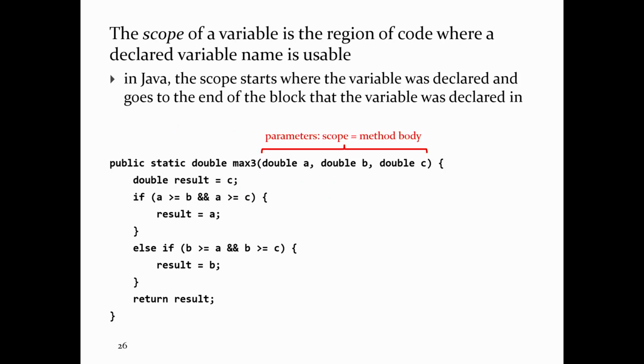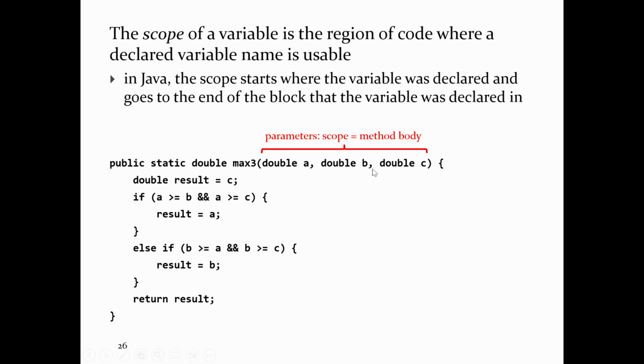Okay, now what about scope? The way scope works in Java is different than the way it works in Python. The scope of a variable is the part of your code where the variable name is usable. In Java, the scope starts where you declare the variable, and it ends at the end of the block where the variable was declared.